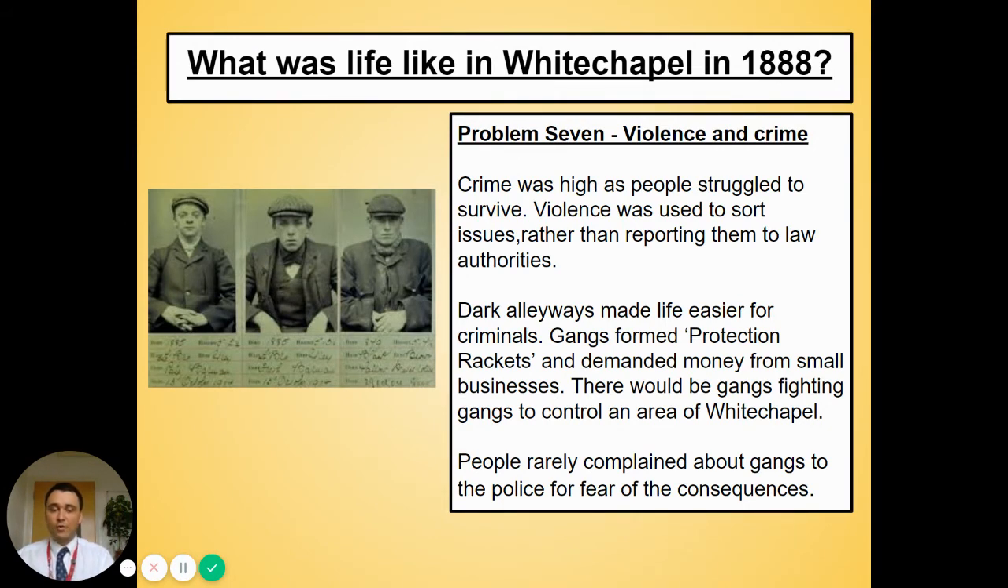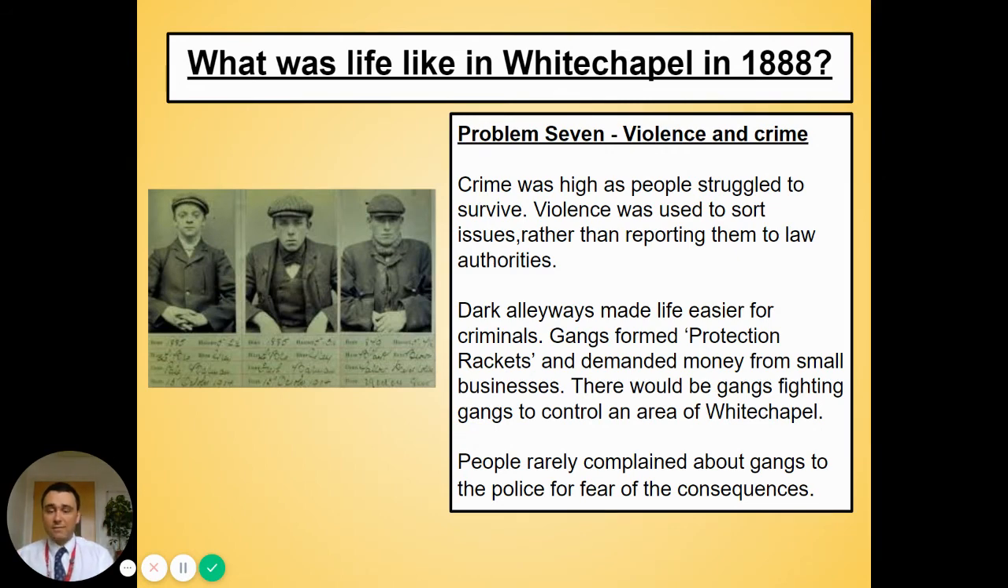There were gangs that would form what we call protection rackets. And this is where they would demand money from smaller businesses. They would say, this is a really nice market stall. If you give me money, I will make sure that this doesn't get damaged. If you own that market stall, you've got 2 options. Option 1 is you pay the gang that money, or option 2 is you don't pay the gang that money and then they just smash your market stall up. Also, your market stall could be targeted by more than one protection racket. You had multiple gangs.